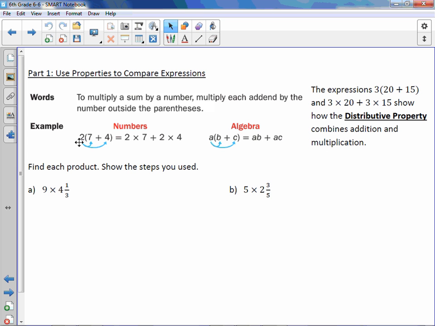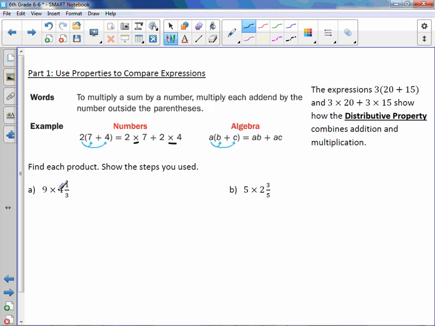So really what you have is a number on the outside of the parentheses and numbers inside the parentheses. You want to take that number on the outside, in this case 2, and distribute it to everything on the inside. And the way that we do that is through multiplication. So 2 times 7 plus 2 times 4.